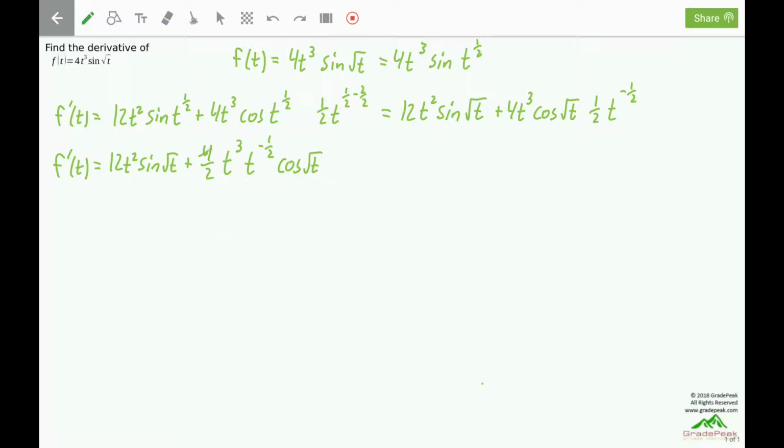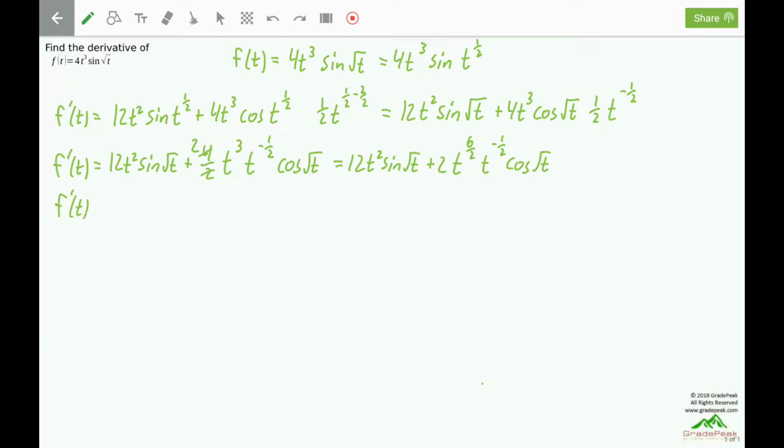Now that 4 and the 2 will cancel down to give us a 2. And we have 12t squared sine of the square root of t plus 2 times, now we need to add those exponents, so I'm going to rewrite the power of 3 as 6/2. So I can add to the negative 1/2 and then cosine the square root of t. So we can multiply and combine those, and we add the exponents in that case.